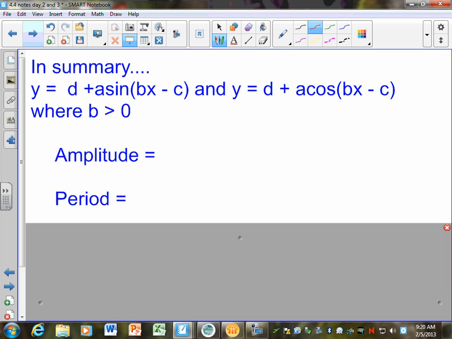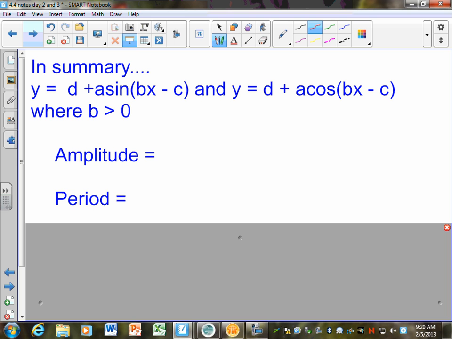And notice I am only talking about when B is positive. I'm not throwing in any negatives in here, any reflections. Remember that a negative in a problem does mean a reflection. A negative out front means a reflection in the x-axis. Negative on the inside can mean a reflection in the y-axis.